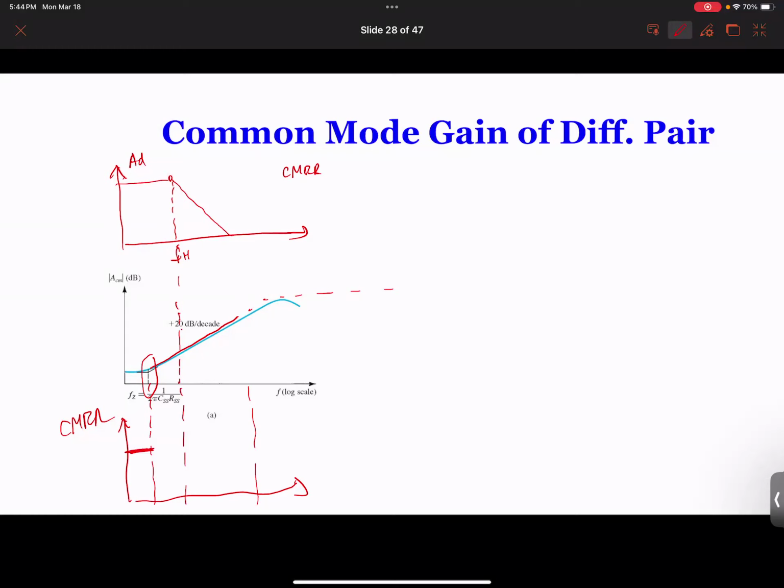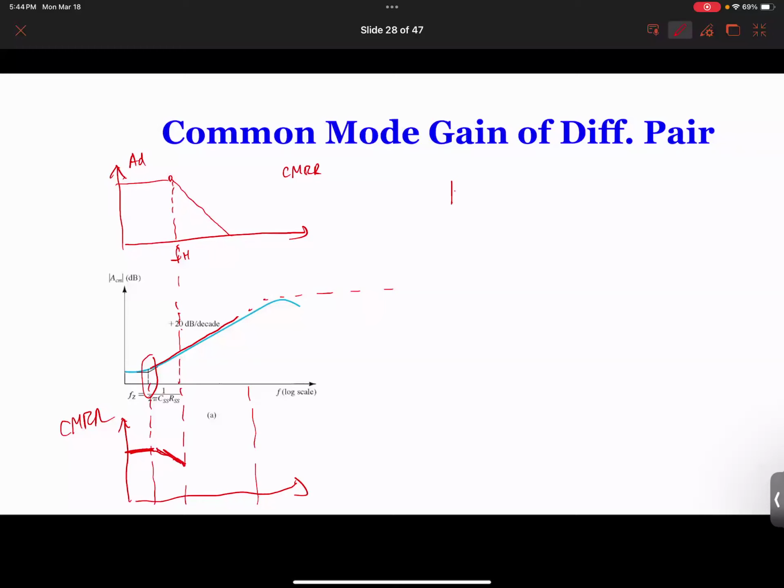So what happens at FZ? What happens after FZ? My AD is a constant, but my ACM starts to increase. What happens to the common mode rejection ratio? It's decreasing linearly, by 20 dB per decade. And what happens at FH? Because you have decreased 20 dB per decade and increase 20 dB per decade, those two are going to cancel. It's like you have something at the zero, something at the pole.